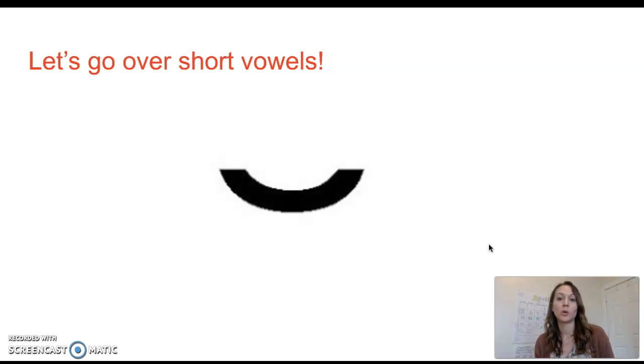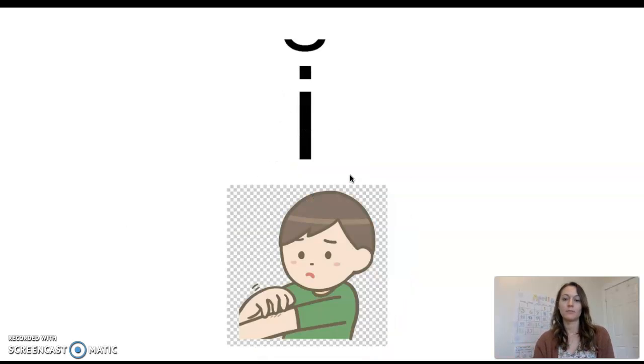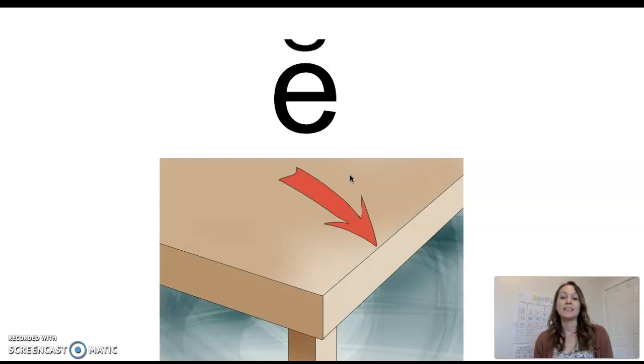So let's go over the short vowel sounds. When you see short vowels, you'll sometimes see this symbol above it. This is going to be our short sound marker. Can you say A says ah, like holding an apple? Say it with me. A says ah. E says eh. Can you say E says eh? We can think about the edge of a table.